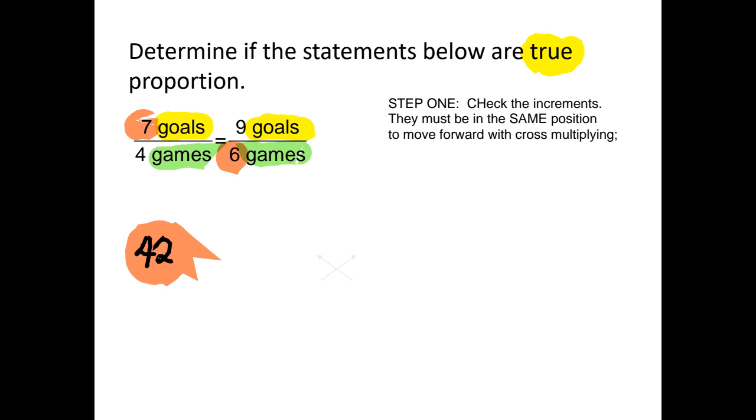Well, now I'm going to take this 9 and this 4, and I'm putting them here. This is 36. They are not equal. This is not a true proportion. Okay, 42 does not equal 36. Okay, let's try another one.